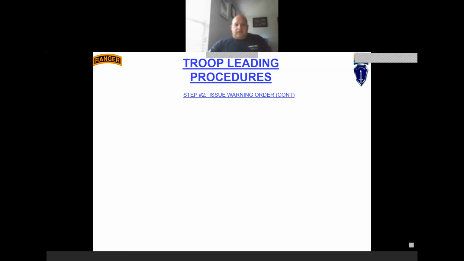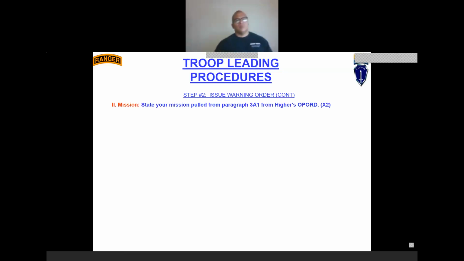Troop leading procedures, step 2. Mission statement, more or less from paragraph 3. You always have to do higher's up two levels. So if you're at the platoon level, you're doing company and battalion.